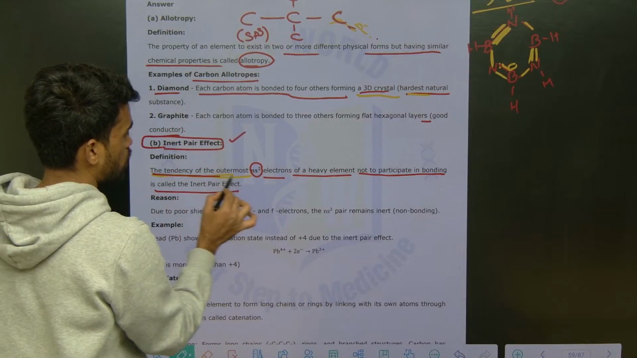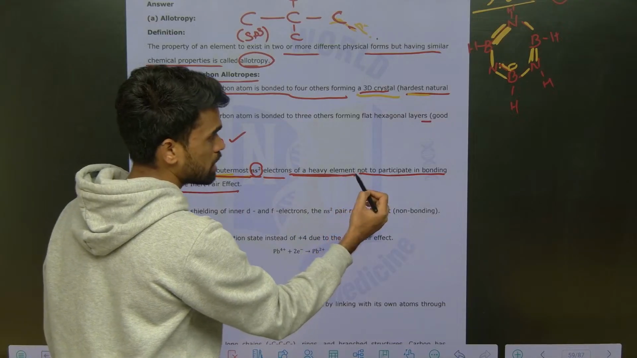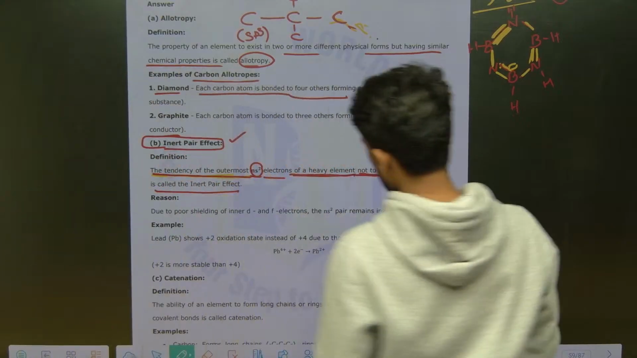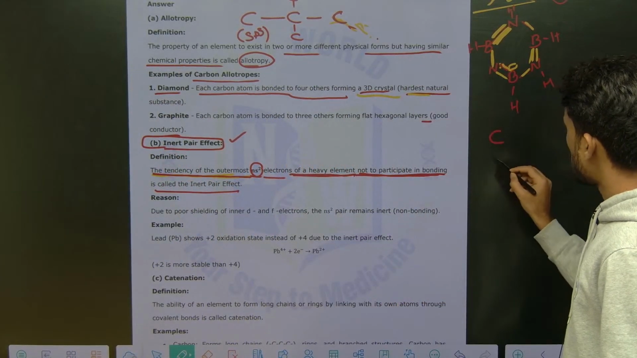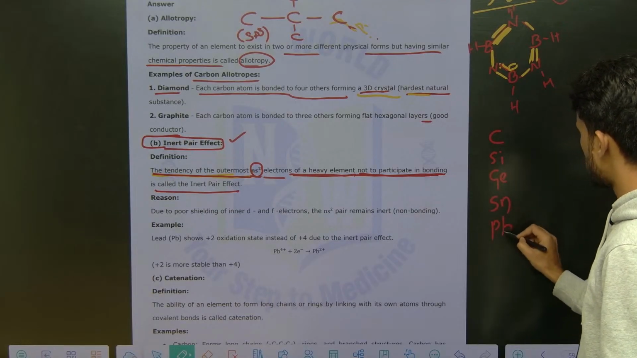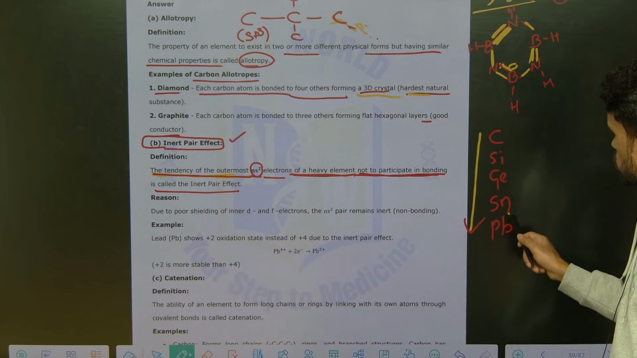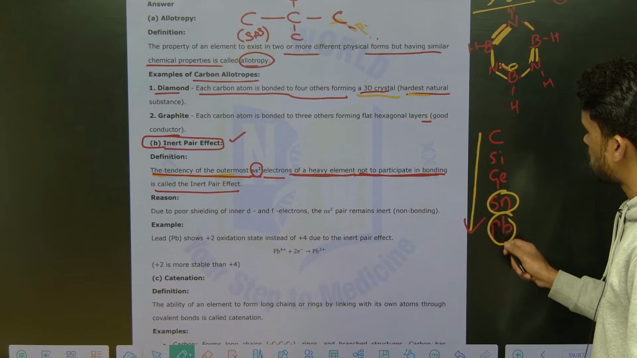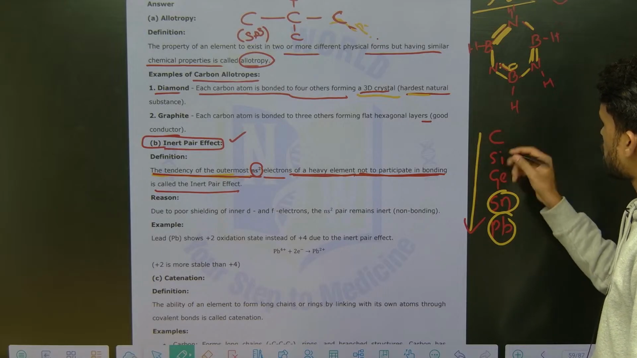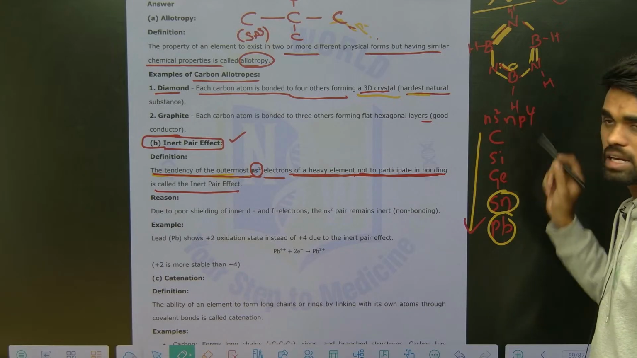Once again, the tendency of the outermost ns electrons of a heavier metal, a heavier element, not to take part in bond formation. It means, I will tell you, see here carbon family I am writing: carbon, silicon, germanium, tin, lead, like this we are writing. So as we move down the group, elements become heavier. So the bottom elements are considered to be heavier. Okay, so now what is the general electronic configuration of the carbon family? You can write ns2 np2, 4 valence electrons are there.